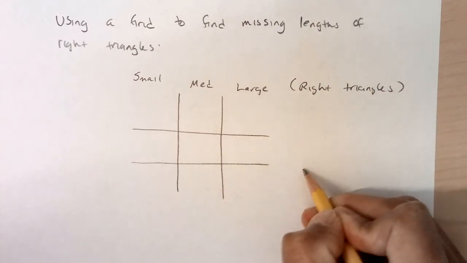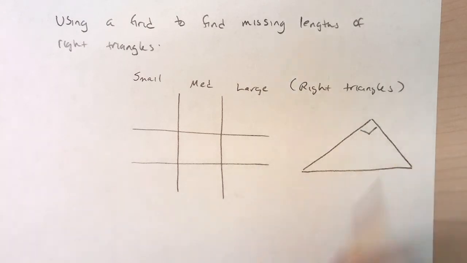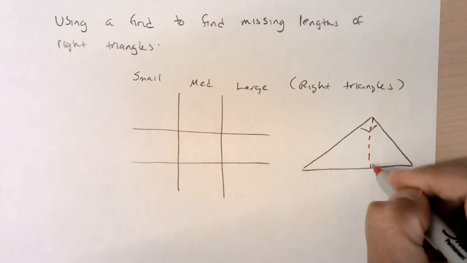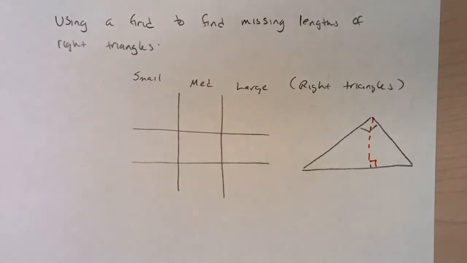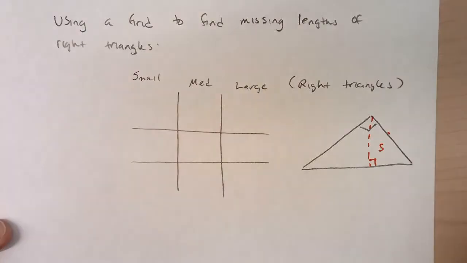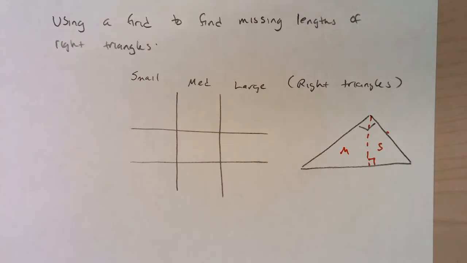Let me just draw a diagram or an example. So we started off with our right triangle there. We drew the altitude from the right angle, and all three of those triangles are similar. This right here is the small right triangle. That's the smallest one. This one here is the medium one. The original one is always going to be the largest right triangle.